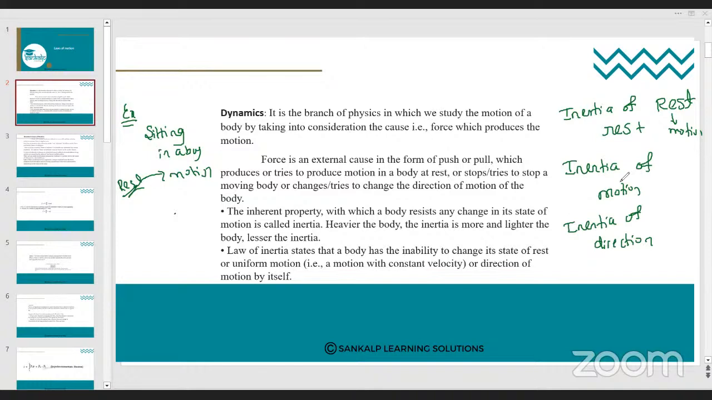Next, inertia of motion. So inertia of motion ಅಲ್ಲಿ ಏನಾಗ್ತಾ ಇದೆ? Here the body is already in motion. So here what it is doing? It is showing the opposition to come to the rest position. So here also the same example, but in the reverse order we can consider. ಏನಂತ ಅಂದ್ರೆ the body is already in motion. ಅಂದ್ರೆ ಏನಾಗ್ತಾ ಇದೆ? The train is moving, the vehicles are moving here.